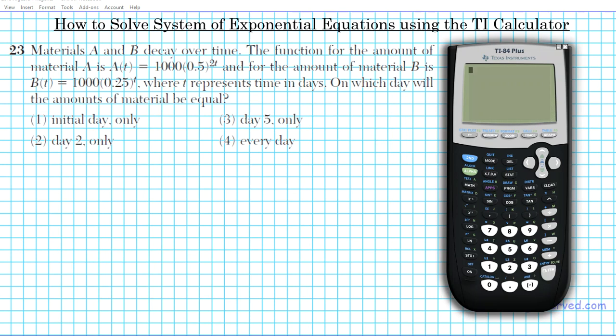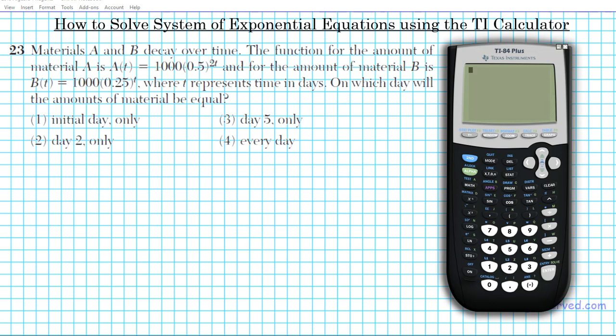In question 22, we looked at how to solve systems of linear equations. In question 23, we have a system of exponential functions that we want to solve. Question 23 reads, materials A and B decay over time. So we have exponential decay here. The function for the amount of material A is A of t equals 1000 times 0.05 raised to the 2t, and for material B is B of t equals 1000 times 0.25 to the t, where t represents time in days. On which day will the amounts of material be equal?